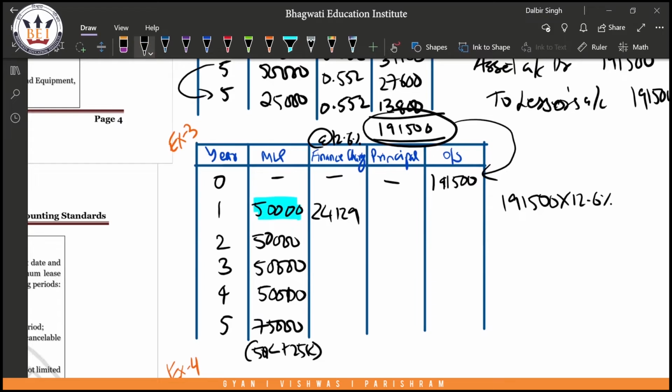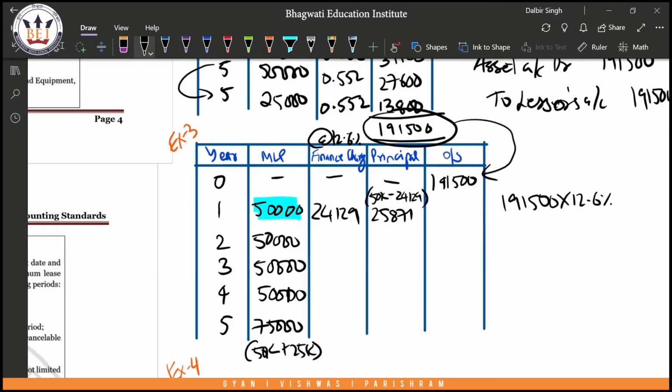So if interest is 24,129, what will be the principal portion? Now how am I calculating the principal portion? It is nothing but 50,000 minus 24,129. That is the principal portion I will get, 25,851. So if you add the finance charge and principal portion, it has to be equal to the MLP.